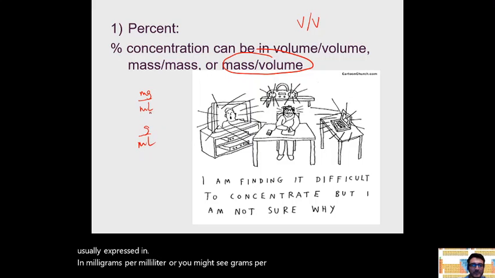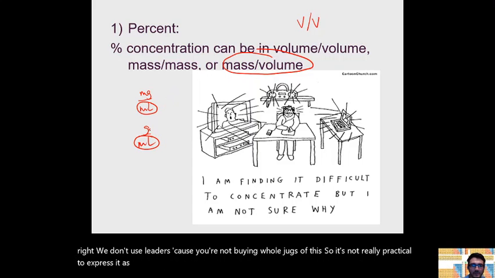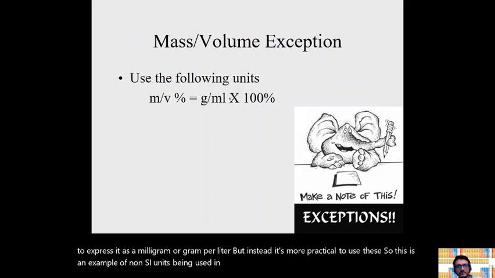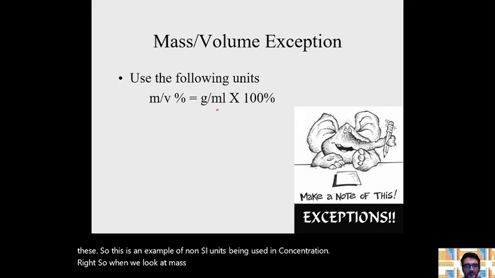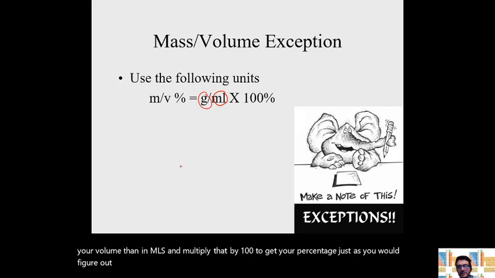Now these aren't SI units, right? We don't use liters because we're not buying whole jugs of this, so it's not really practical to express it as a milligram or gram per liter, but instead it's more practical to use these. So this is an example of non-SI units being used in concentration. Right, so when we look at mass over volume, so grams per milliliter, you just take your gram value, divide by your volume in milliliters, and multiply that by 100 to get your percentage, just as you would figure out your mark on a quiz, test, or exam.